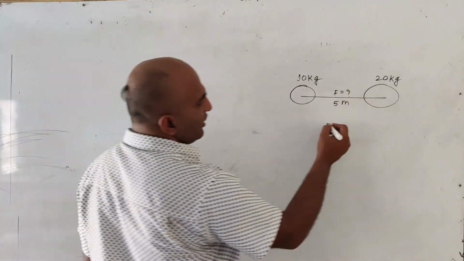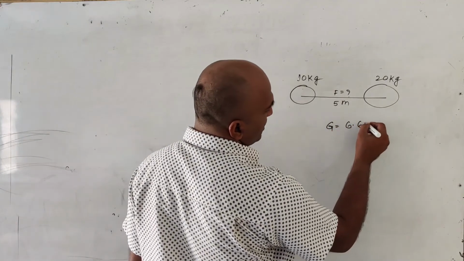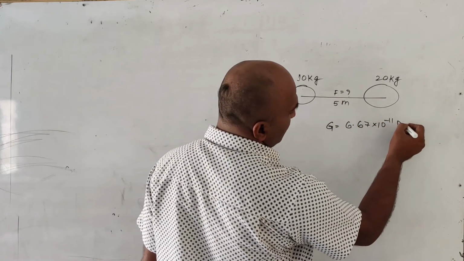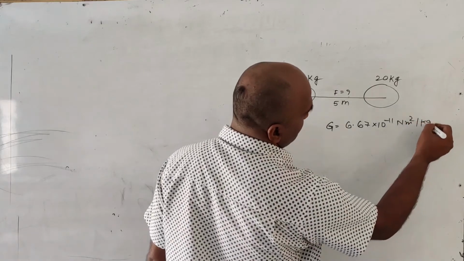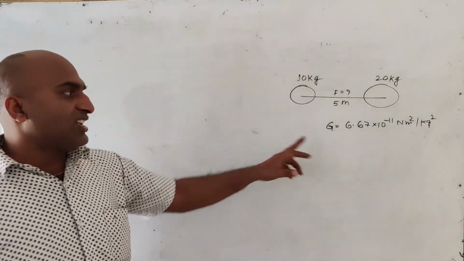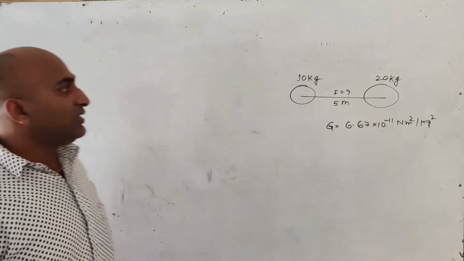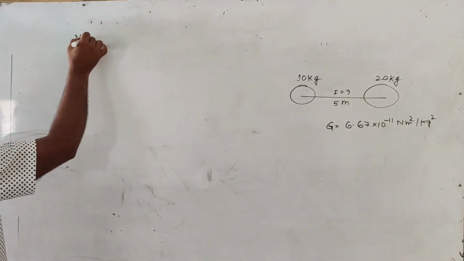In each and every numerical, capital G equals 6.67 into 10 power minus 11 Newton meter square per kg square. This should be taken as it is, the universal gravitational constant. Then the numerical.